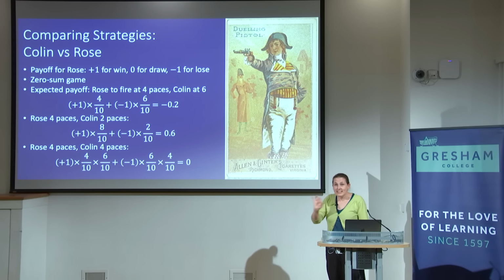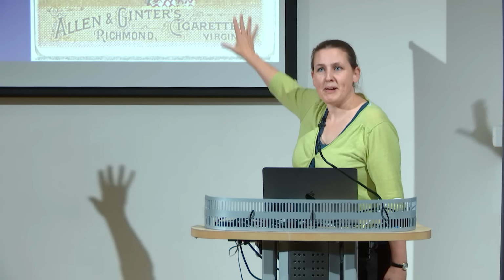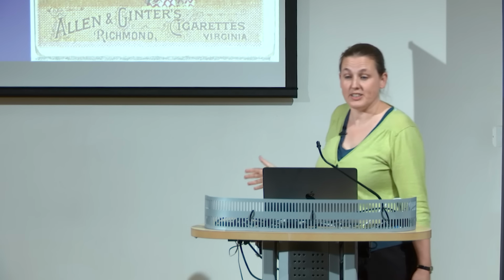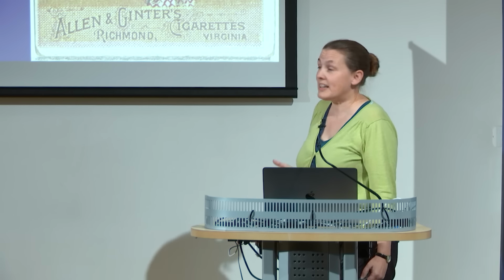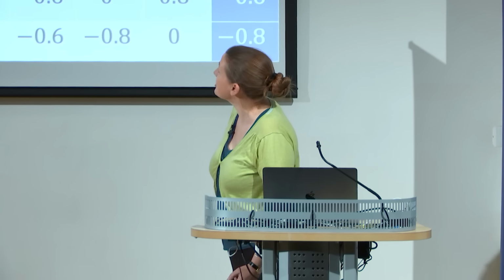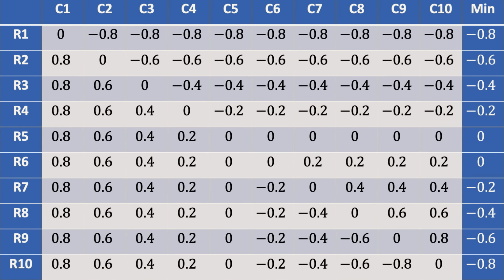So, okay, you can do all these individual calculations. I'm going to put a big table of numbers up. Don't expect to read every one of them. I just want to show you it. You can do these calculations for all the possibilities. So Rose gets the rows, and Colin gets the columns. So you can see that R4, for example, the fourth row down, is what happens when Rose fires after 4 paces. And in the first column, it's Colin firing after 1 pace. That's good for Rose. It's an expected value of plus 0.8. So you get all these numbers.